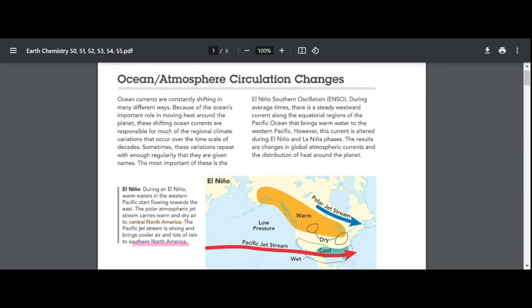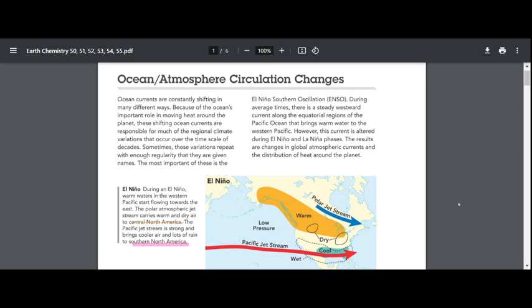So over here, it shows an El Nino. During an El Nino, warm waters in the western Pacific start flowing towards the east. The polar atmospheric jet stream carries warm and dry air to central North America. The Pacific jet stream is strong and brings cooler air and lots of rain to southern North America.